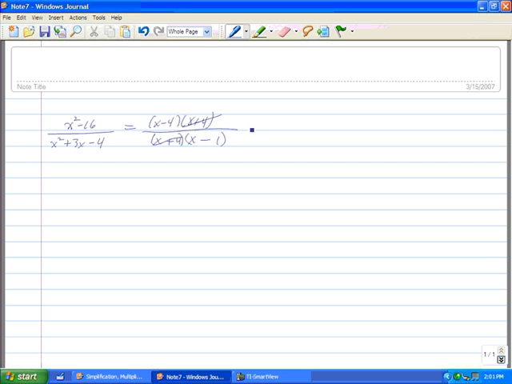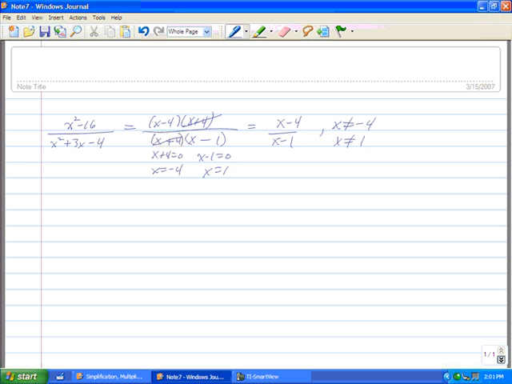X plus 4 cancels x plus 4. And your answer, basically with these types of problems, is whatever's left behind after you've done all the factorization and all the cancellation. Now again, looking at the factored form of the original, x plus 4 would be 0 if x was negative 4. So I have to make the statement x can't be negative 4 to prevent that from happening. And x minus 1 would be 0 if x was equal to 1. So I also have to say x can't be 1 either.